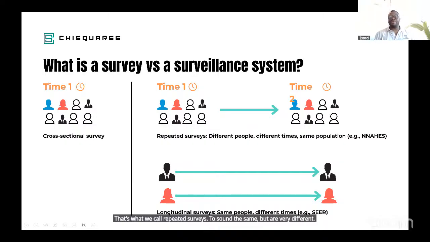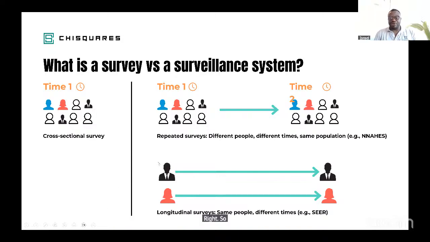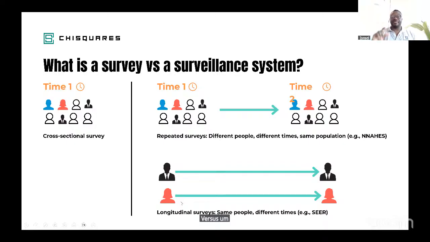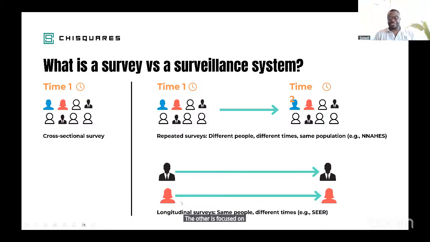Then secondly, we have longitudinal surveys. Longitudinal surveys are studies in which we are tracking the same individuals over different points in time. So individuals at time 1 are followed over time, and then we see what happens to them at time 2. The same thing with other individuals who were assessed at time 1. So that's the distinction between repeated surveys versus longitudinal surveys. They sound similar, but they're distinct. One is focused on the population overall. The other is focused on individuals within the population.